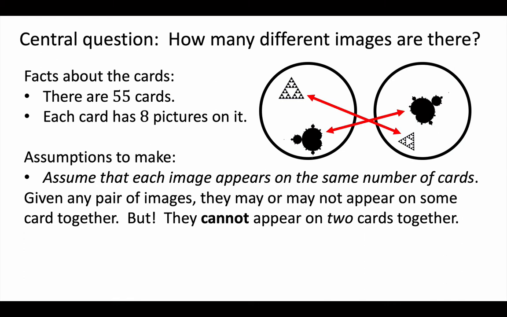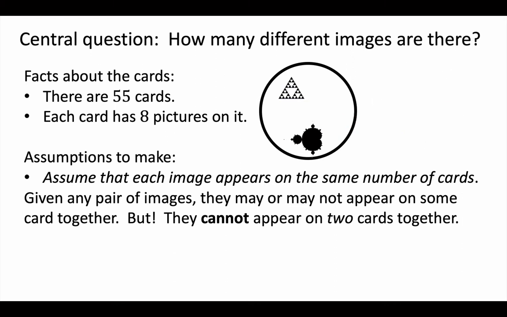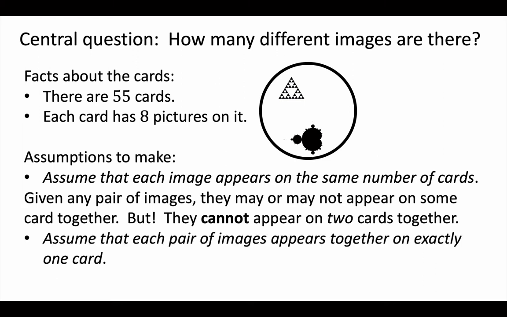So there can't be 2 cards with a pair of images on it. So there are either 0 cards with a given pair of images or 1 card. And we'll be optimistic. We'll assume that each pair of images appear together on exactly 1 card. These 2 assumptions will allow us to start doing some calculations.